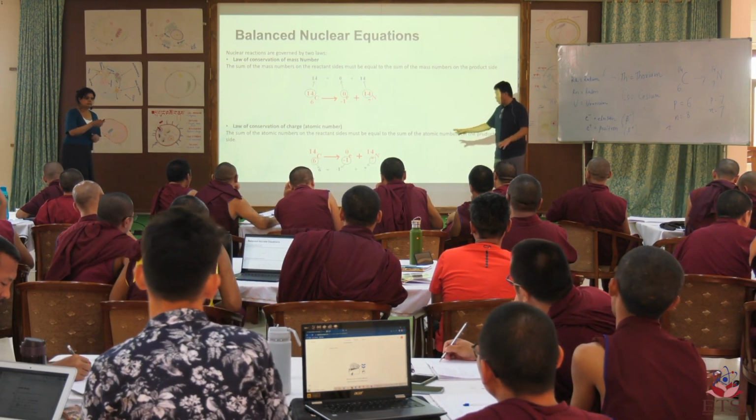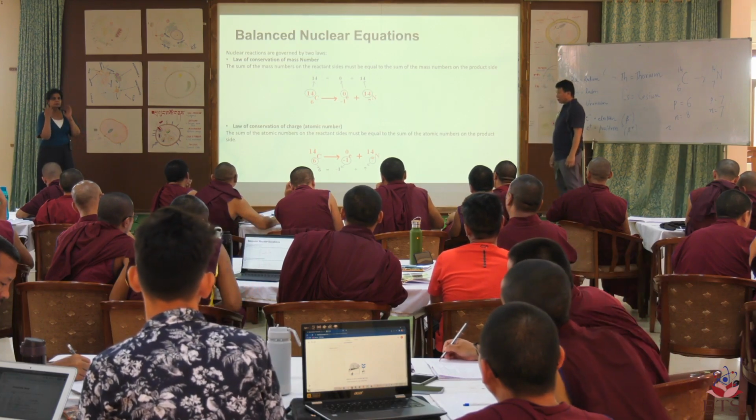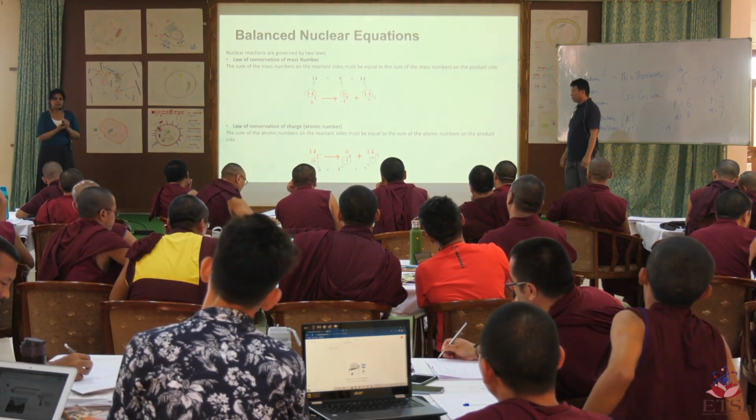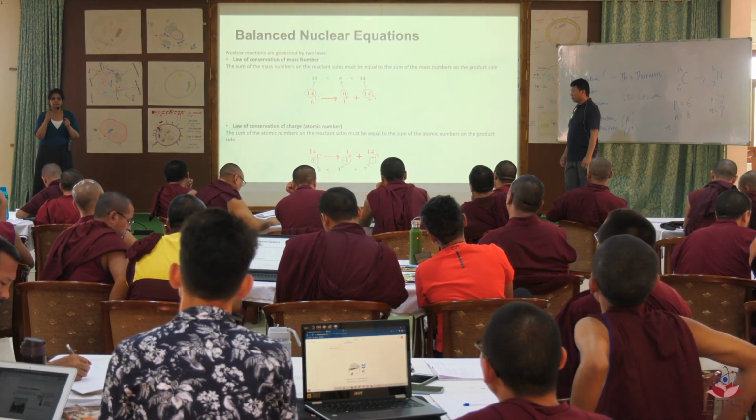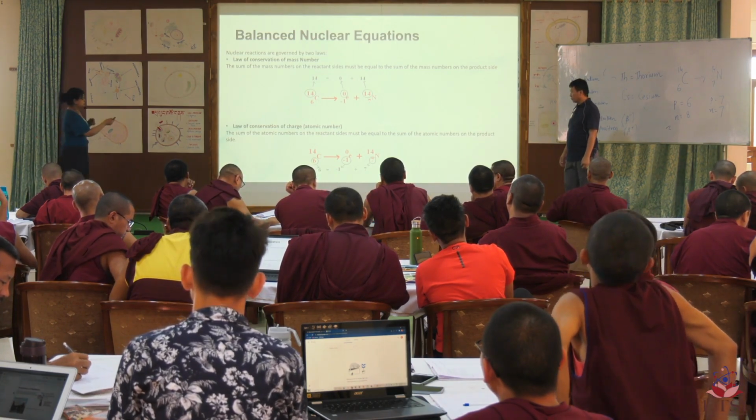So now you know whenever there is beta negative decay, an electron is emitted. Electron, minus 1, right?